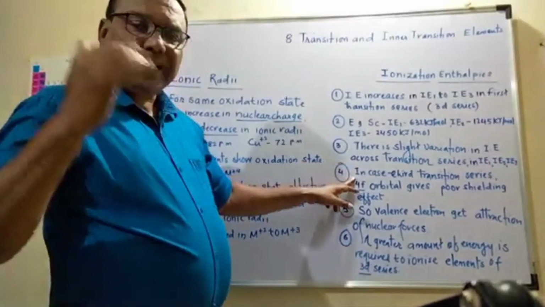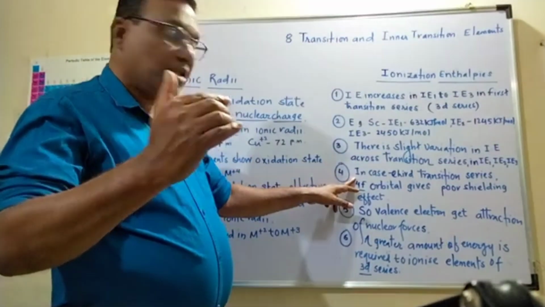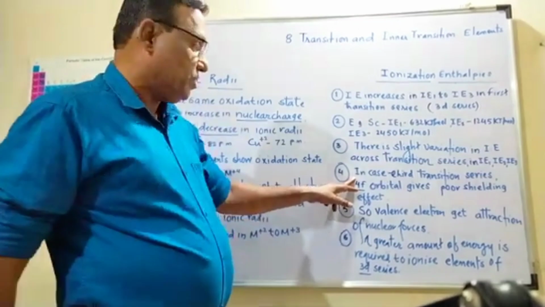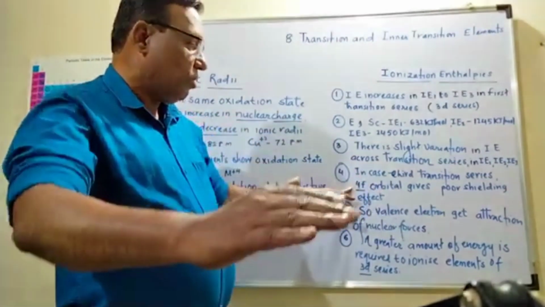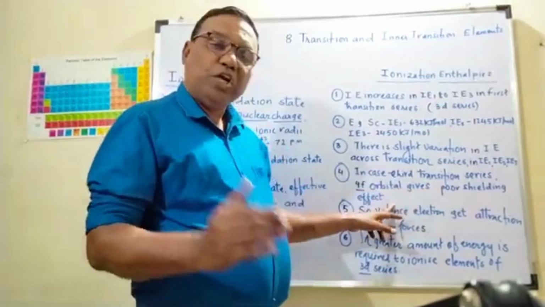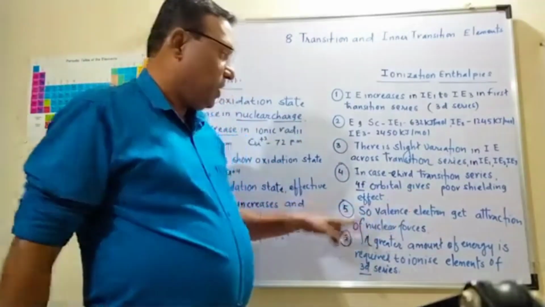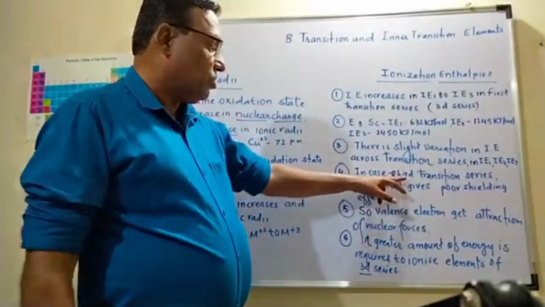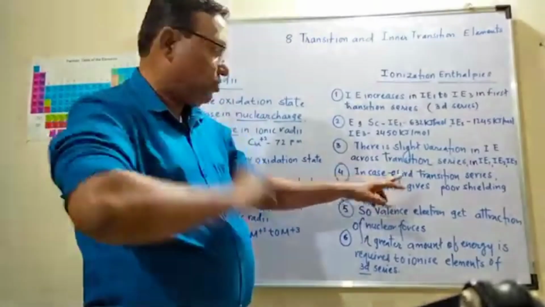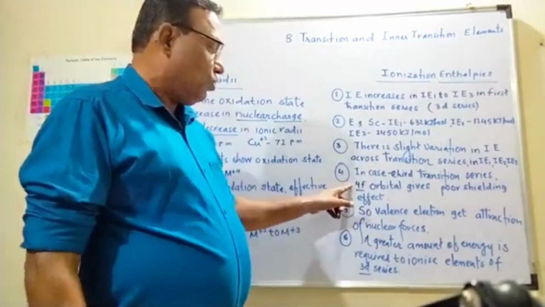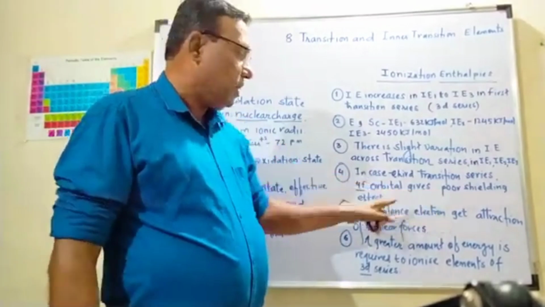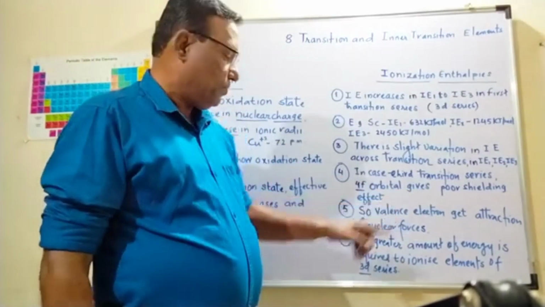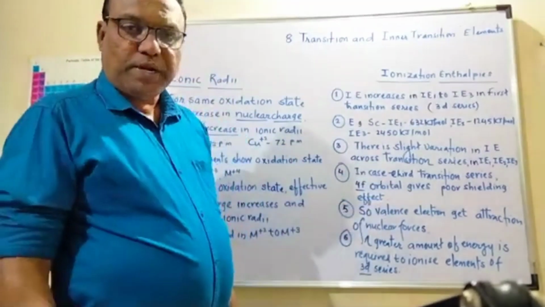Point number 4: in case of the third transition series, 4f orbitals are there. The 4f orbitals give a poor shielding effect. Pay attention, this point is regarding the third transition series. In the third transition series, what happens? Due to the 4f orbitals giving a poor shielding effect, what happens?